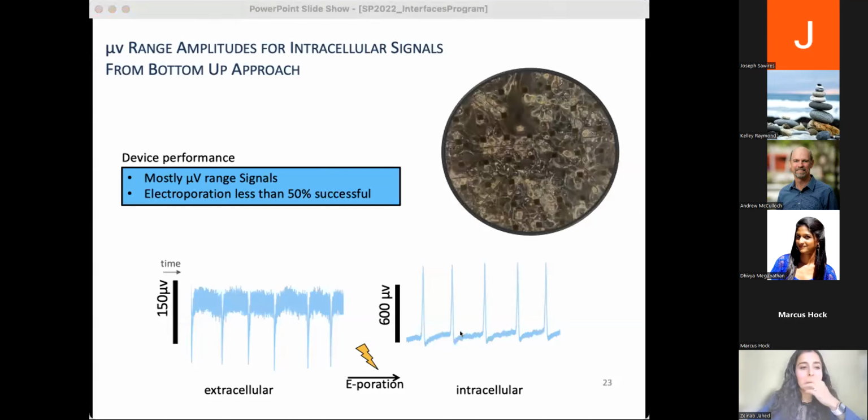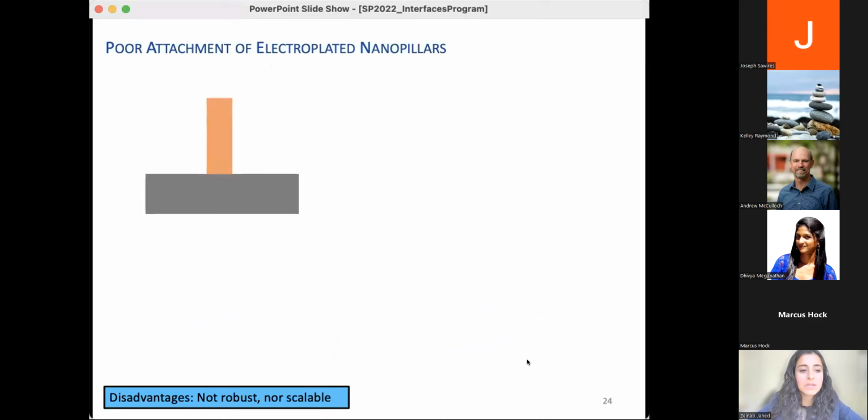Yeah. So where I left off, we were able to measure signals, still with low signal to noise, but you can see clearly how the shape of the action potential changes. So we can measure these extracellular signals, and then if you apply a pulse, you can get these intracellular signals using these nanopillars. However, we did some careful studies to see why we were not getting great signals.